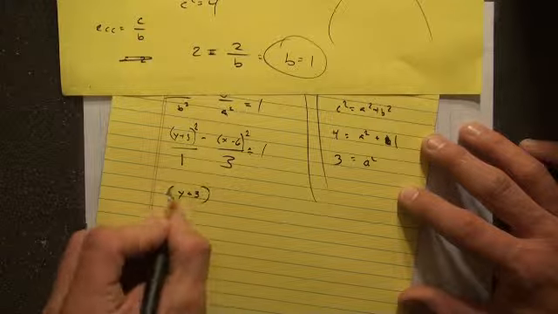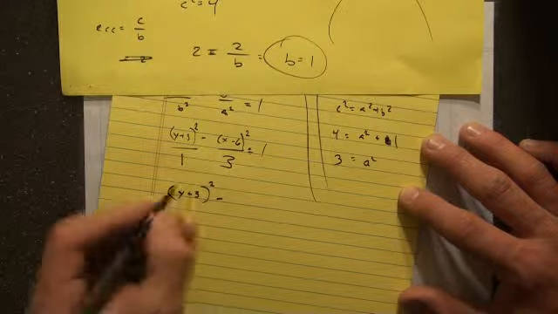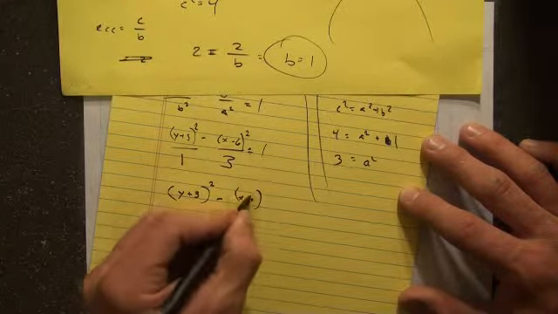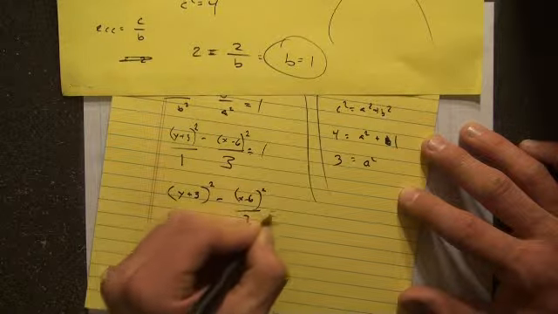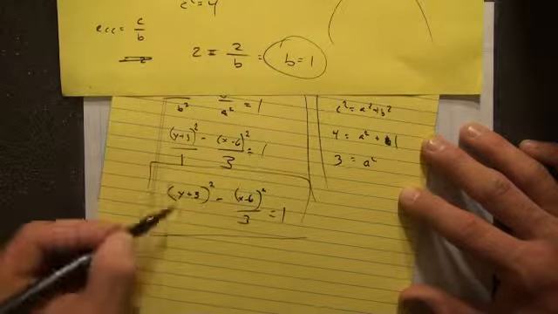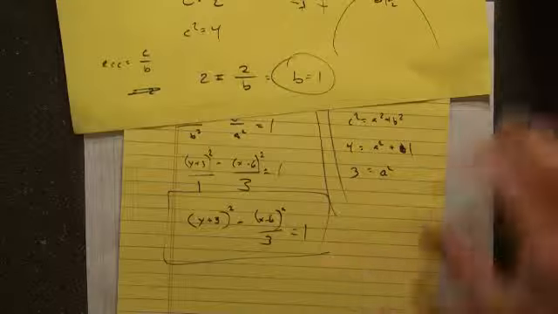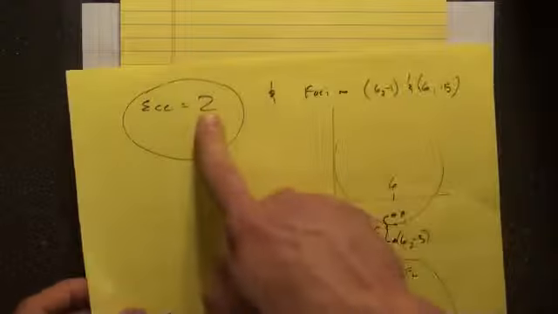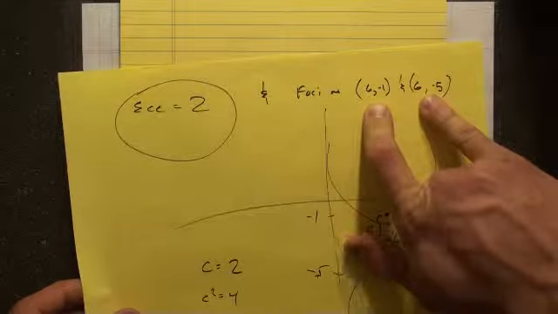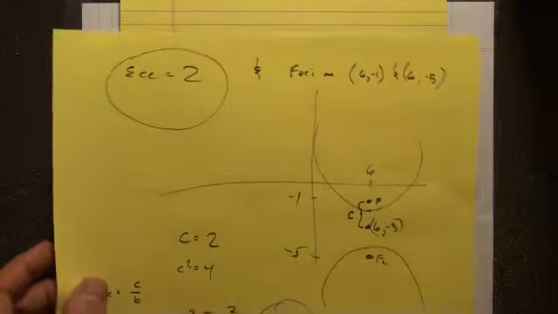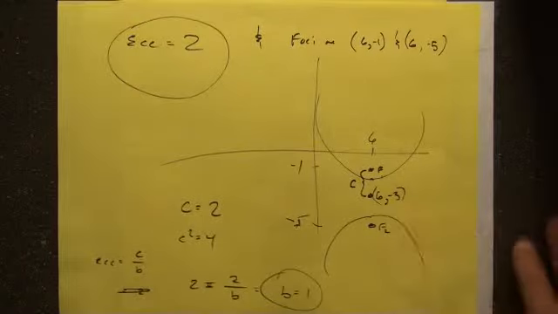So if you really wanted to clean it up, you could put y plus 3 quantity squared minus x minus 6 quantity squared over 3 equals 1. You don't have to put the 1, but this doesn't really come up that often. But yes, this would be the equation if they gave us the eccentricity and the foci instead of vertices. So we definitely wanted to show you the 2 different cases.